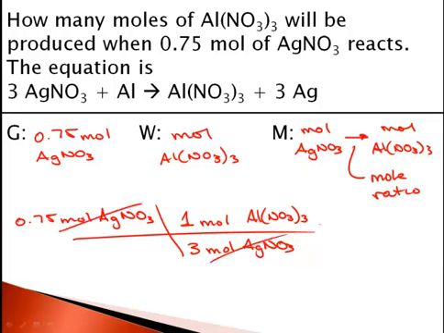Moles of silver nitrate cancel out. I'm left with moles of aluminum nitrate, which is what I want. So it's 0.75 divided by 3, and I get 0.25 moles of AlNO3.